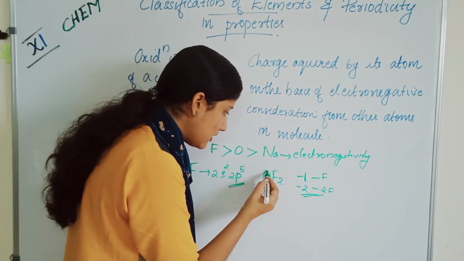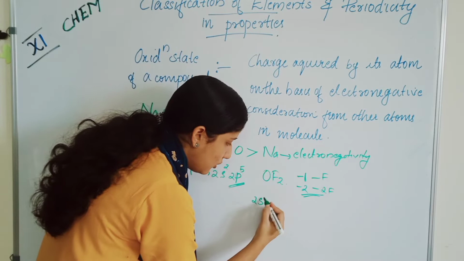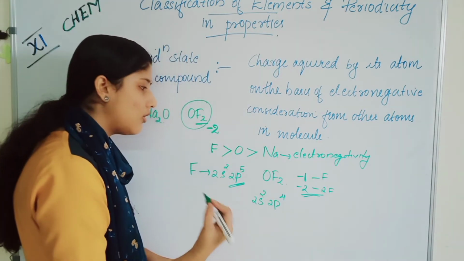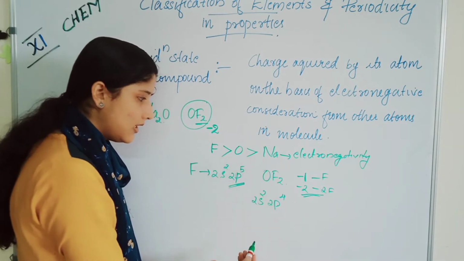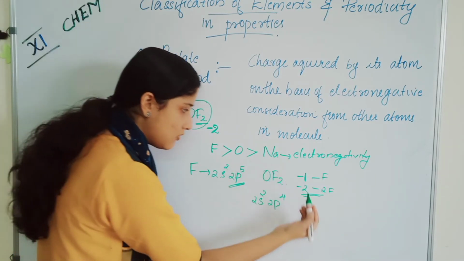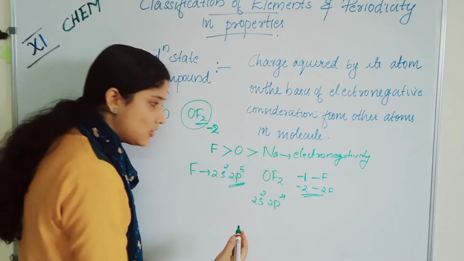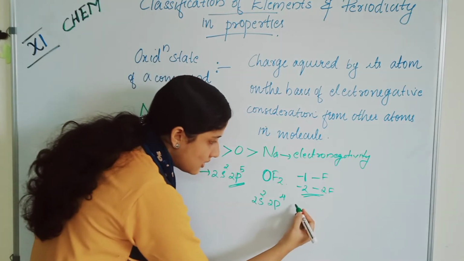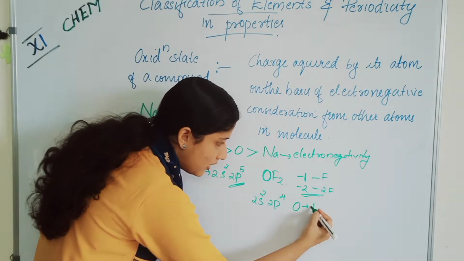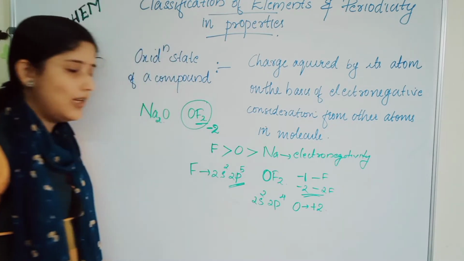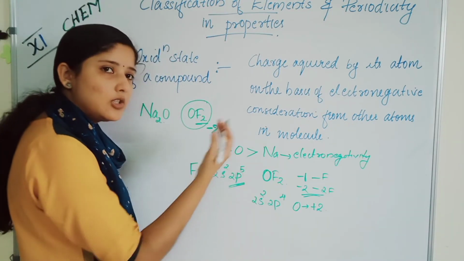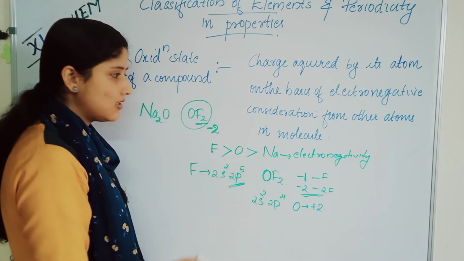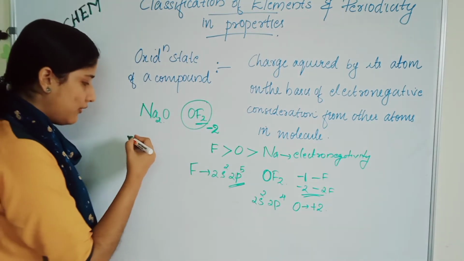And then for oxygen, what is it? It is 2s2 2p4, the outer electronic configuration of oxygen. It will share two electrons from the fluorine. So what will be the oxidation state of the oxygen? It will be +2. Like this, we compare the electronegativity of the other atom in a compound and determine the oxidation state. Now let's look at the case of Na2O.